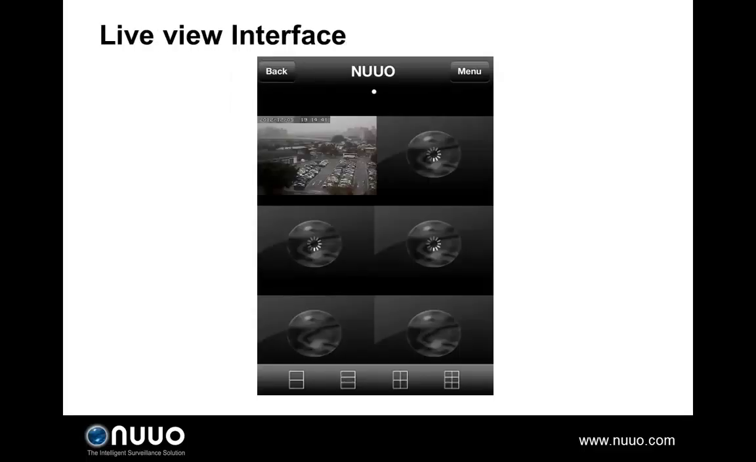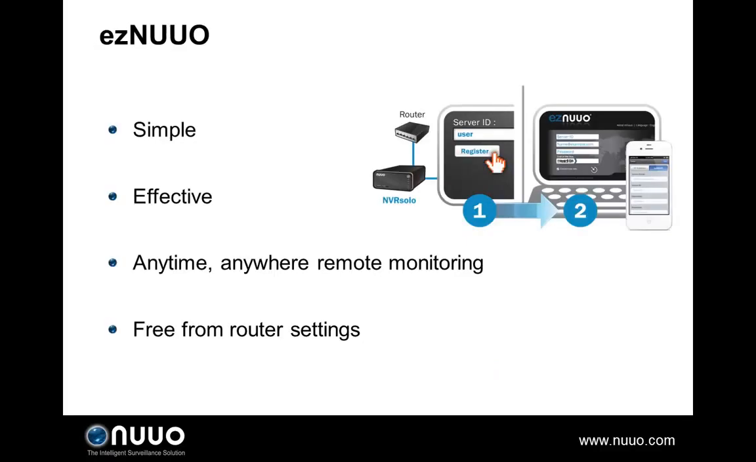Now as you can see, you're in the live view interface. From this interface, you can see the live videos and also choose different types of layouts. So select the desired layout and then you're ready to monitor your site. Let's sum it up. ezNUUO is as simple as it is effective, since you can get remote monitoring anytime, anywhere, and all without router settings.